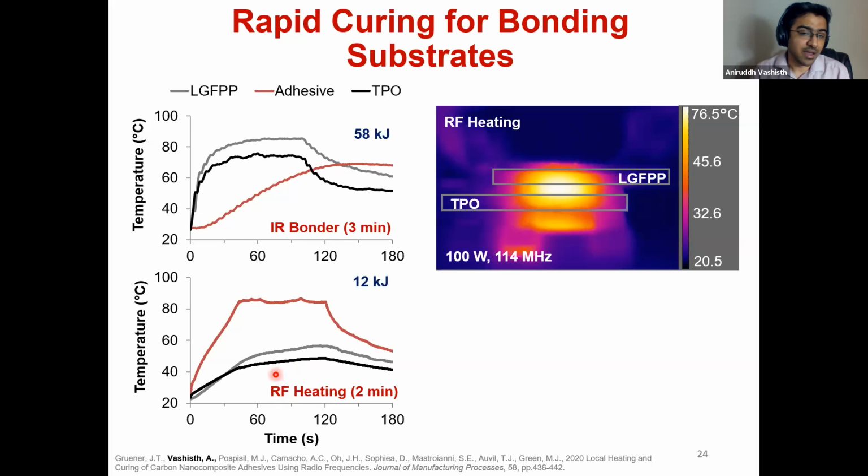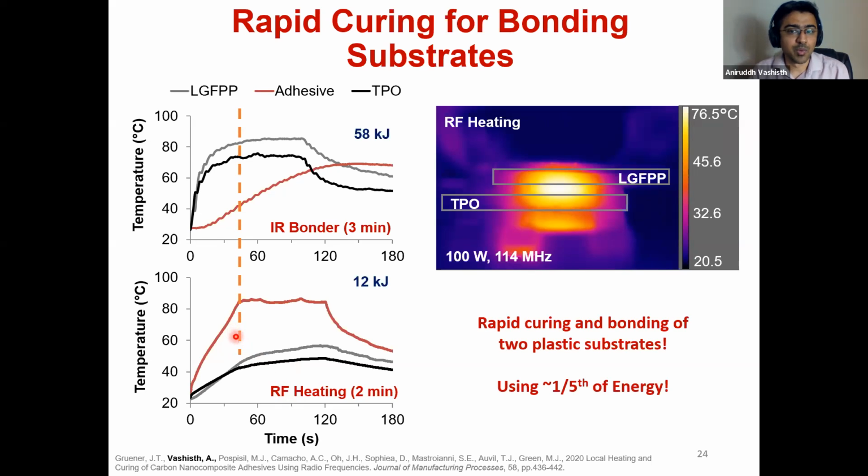Whereas when we use RF heating, we are actually able to get to that temperature within 45 seconds. So this is really good. We were able to rapidly cure and bond the 2 plastics together using just 1/5 of the energy that was used for the IR bonder. In terms of efficiency also, RF heating was 6 times more efficient than the IR bonder.